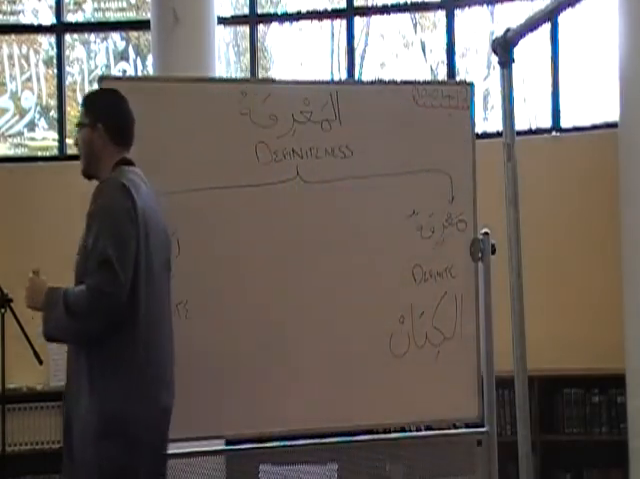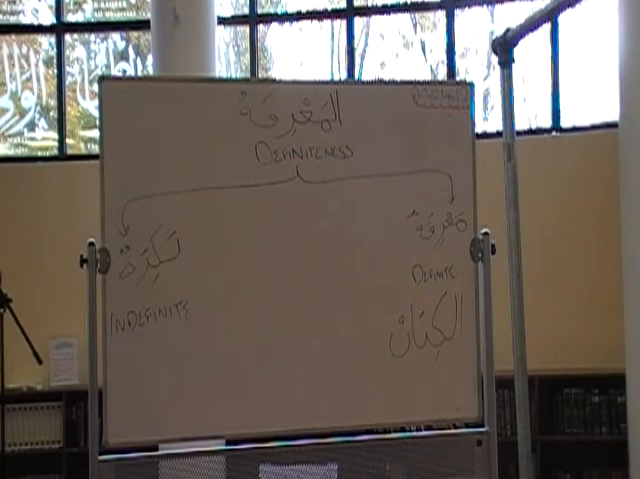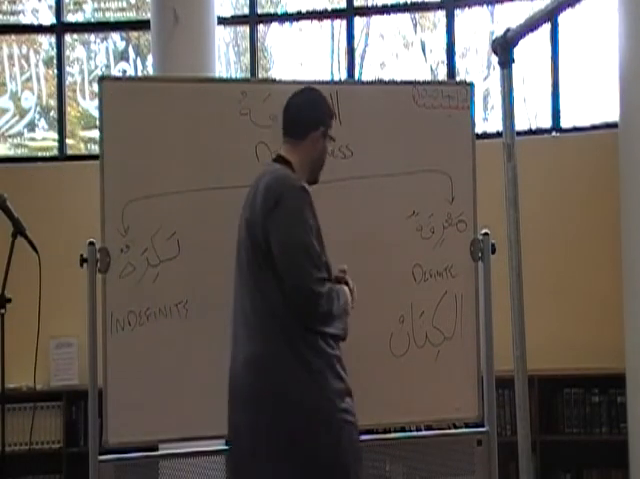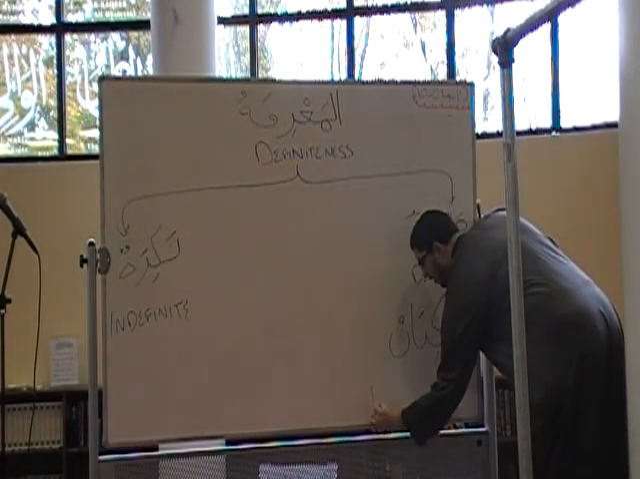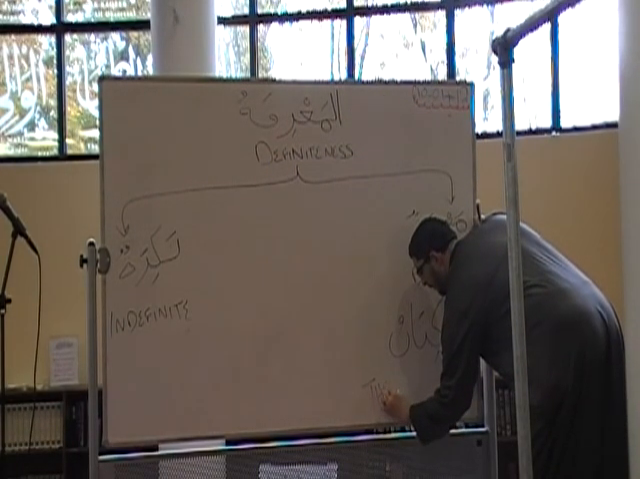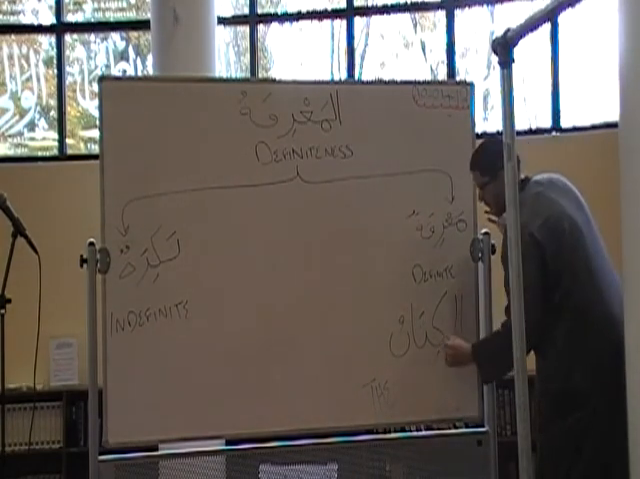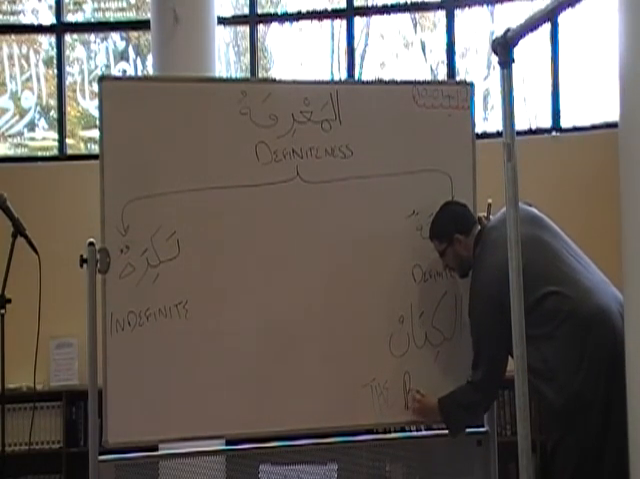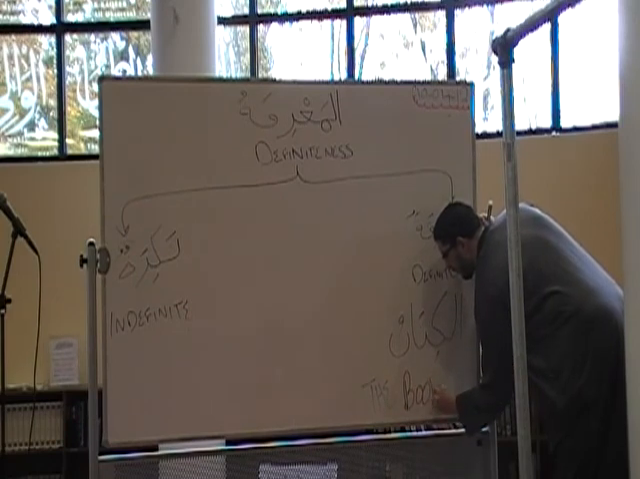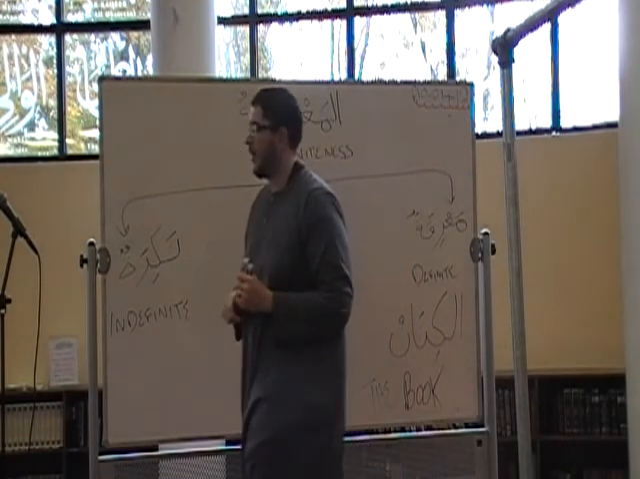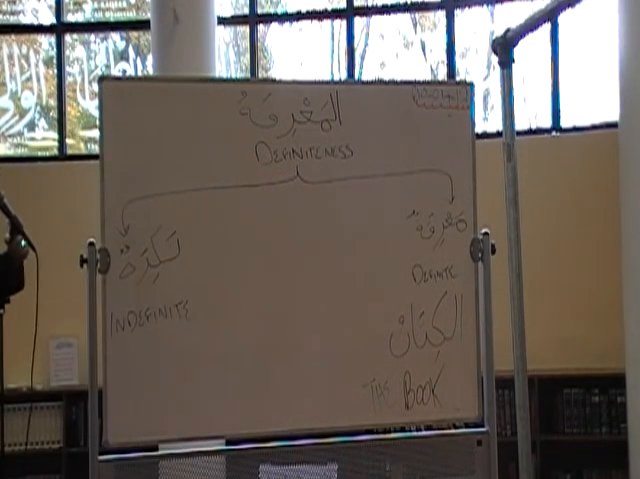Alif lam. Anytime you see an alif lam connected to a word, it is considered definite, or what's also known as ma'rifa. And this is translated, how do you translate ma'rifa in English? The. So it is the book. Very simple. So how do you get a defined number?